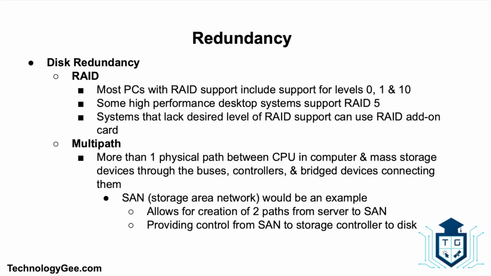Another aspect of disk redundancy is called multipath. Multipath input-output defines more than one physical path between the CPU in the computer and its mass storage devices through the buses, controllers, and bridge devices connecting them. An example of multipath is a SAN, or storage area network, which allows for the creation of two paths from the server to the SAN switch, providing control from the SAN switch to the storage controller all the way to the disk.